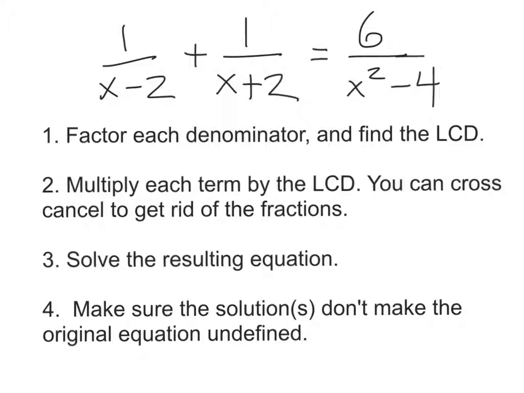Now for the more complicated rational equation, we're going to have to do it in these 4 steps. First we're going to factor each denominator and find the lowest common denominator. Then we're going to multiply each term by the lowest common denominator, and at this point you should be able to cross cancel to get rid of all your fractions. We're going to solve the equation we get out of that, and at the very end we're going to make sure that our solutions don't make the original equation undefined.